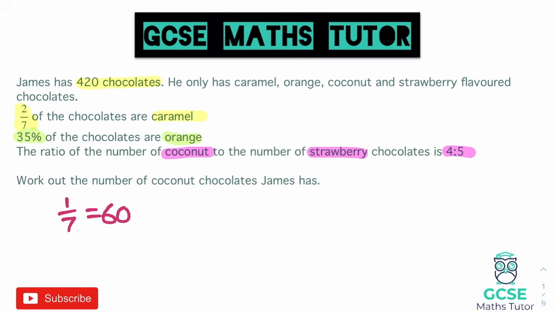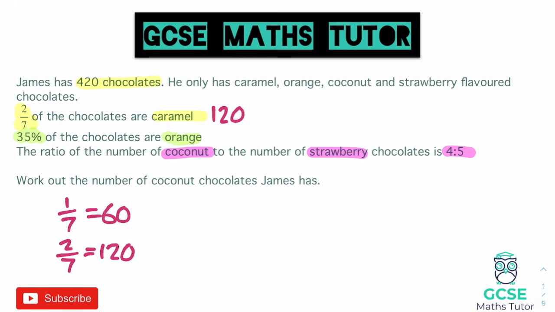Now we want 2/7, so we'll double that. So 2/7 would be 120. And then we've got our first piece of information: there are 120 caramel chocolates. Now we can move on to the chocolates that are orange. So again, if we get rid of this and just focus on the working out, in fact we'll just leave that there for the moment, we'll go with working out the 35% first.